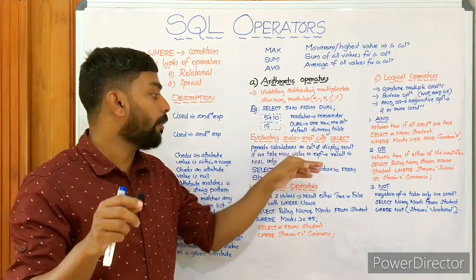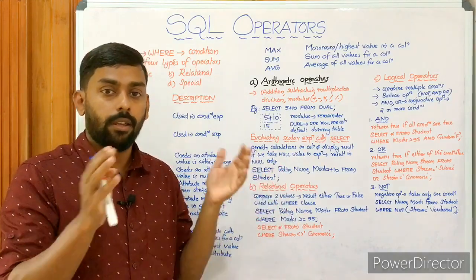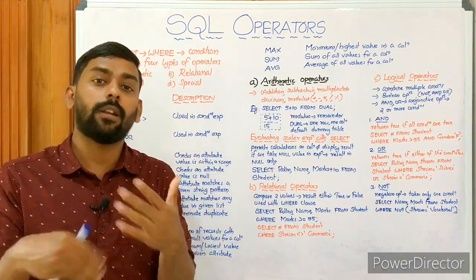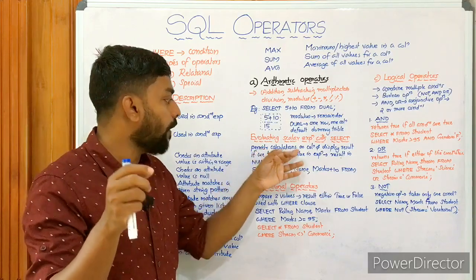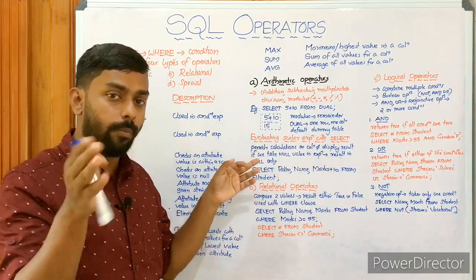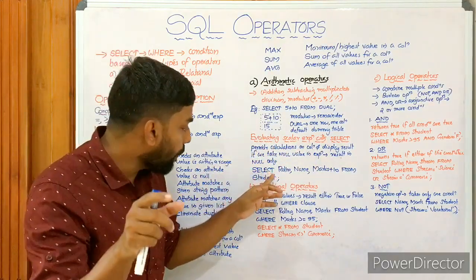If we take a null value in an expression, the result will be null only. If we take a null value in the expression, the result will also be null only. We have an example here.